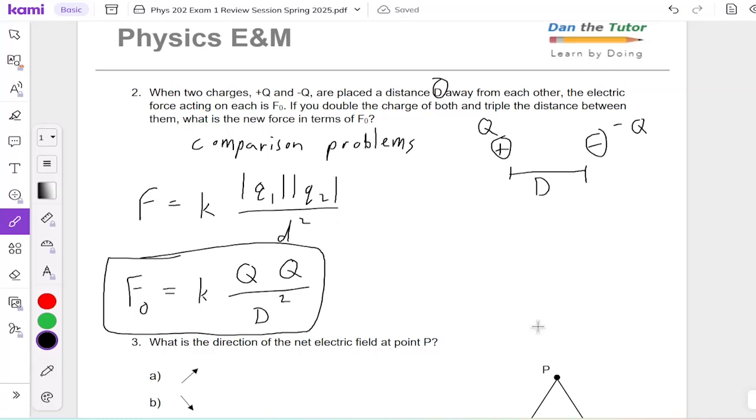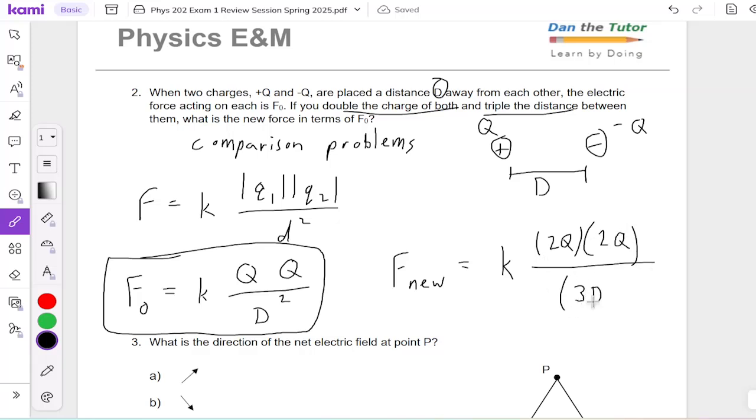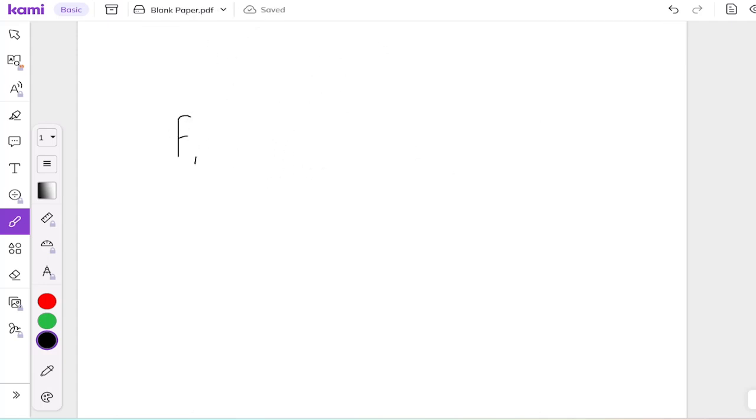And so now the question is, what's changing, right? Well, I'm doubling both charges, and I'm tripling the distance between them. So in other words, I'll call this F new is equal to K, now 2Q for both, divided by the distance squared, which is now 3D squared. And notice the 3D needs to go in parentheses. So then reducing this for my next step, I would say that this reduces to K, now 4Q, you can even say 4Q squared if you want, divided by 9D squared.